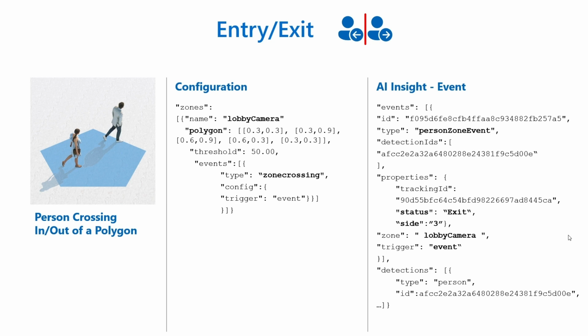The edges of the polygon are numbered in the order you list the vertices. That enables us to provide information about the number of the side of the polygon which is being crossed by a person. To the right, notice the sample for the AI Insight JSON, which indicates in this case that the person has exited the polygon, and the side of the polygon that they crossed. In this case, this is the third side.